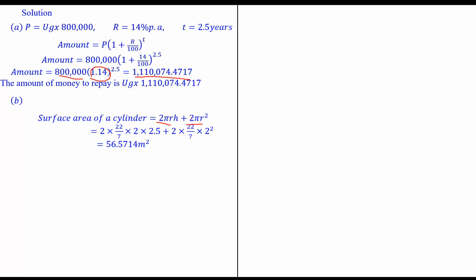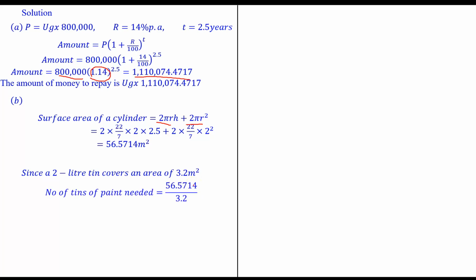But since each 2-liter tin covers 3.2, as they had said, we shall need to divide to get the number of 2-liter tins that are needed. So we are saying since a 2-liter tin covers an area of 3.2 square meters, we shall calculate the number of tins of paint needed as that, which gives 17.678565. But because this is a decimal, it means 17 tins alone cannot paint the whole tank. There will be this small decimal fraction that is remaining.